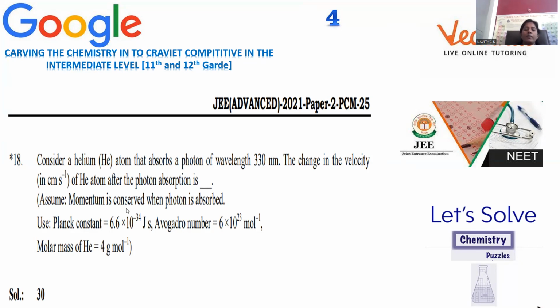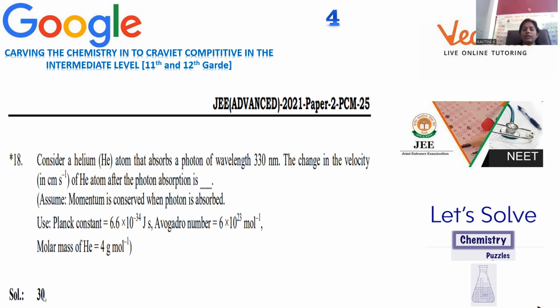Assume momentum is considered when the photon is absorbed. Use Planck constant value 6.6 × 10^-34 joule second. Avogadro number is 6 × 10^23 mol^-1. Molar mass of helium is 4 gram per mole. This is the case. The change in velocity after the photon absorption will be 30.